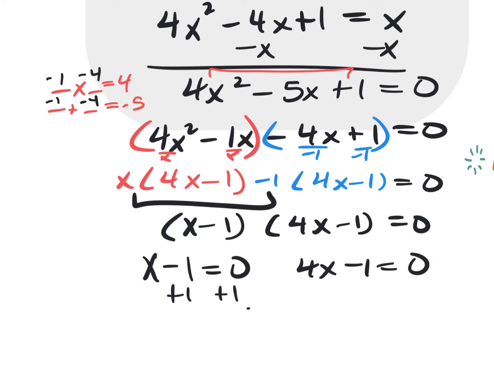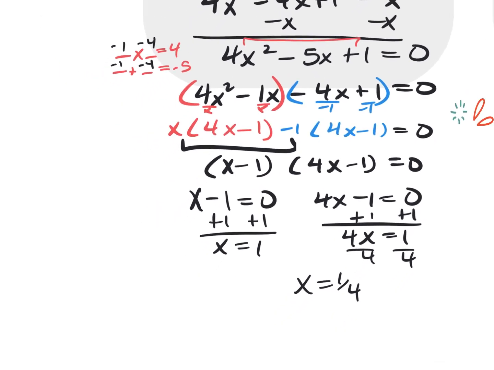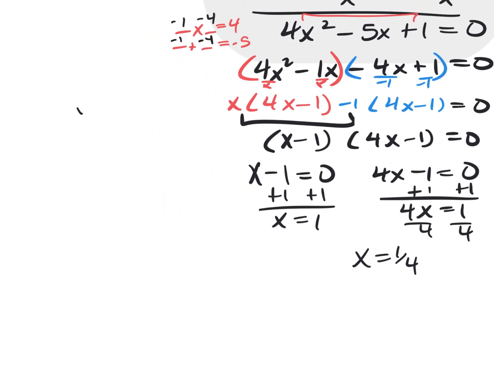The first answer is x equals 1. The second one, add 1. Then divide by 4. And the second answer is x equals 1/4. Now I have to check. So now I'm going to go back and do my check over here.